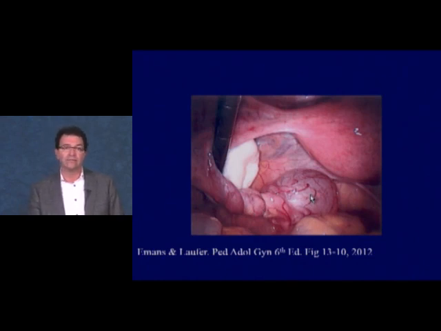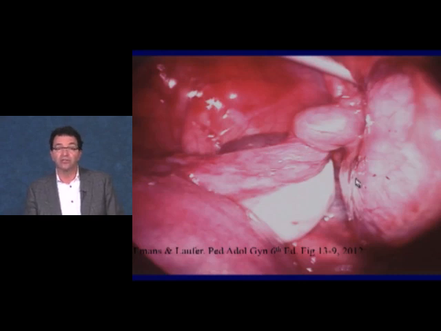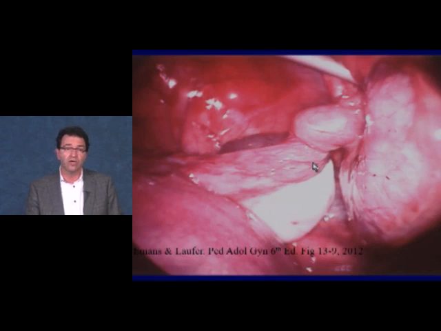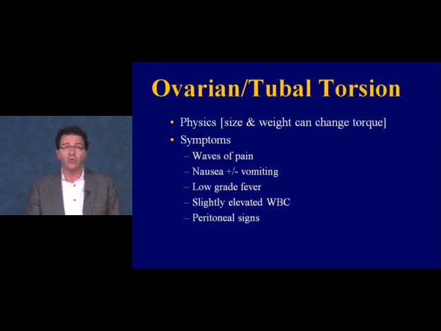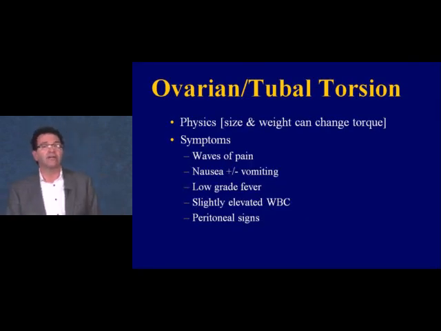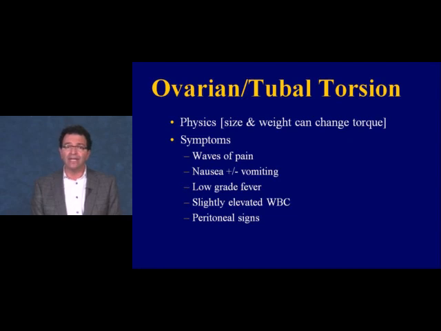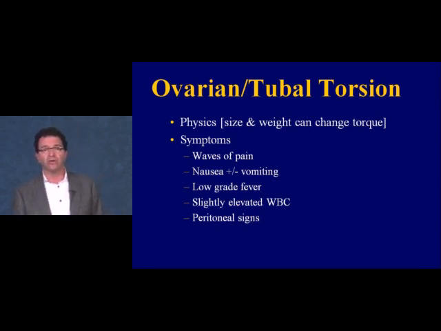So we want to detorse this, or untwist it, and then take out this cyst so it won't twist again. You can see another tubal torsion, and tubal torsions can be a challenge, even more so than ovarian torsion. So what are the diagnostic criteria for torsion? It's a challenge. Why do things torse? Based on the weight and the size, it changes the torque. So with a mass or a cyst present, it may increase the risk of torsion. But girls can torse normal ovaries without a cyst present. We don't understand that, but girls can torse normal ovaries.